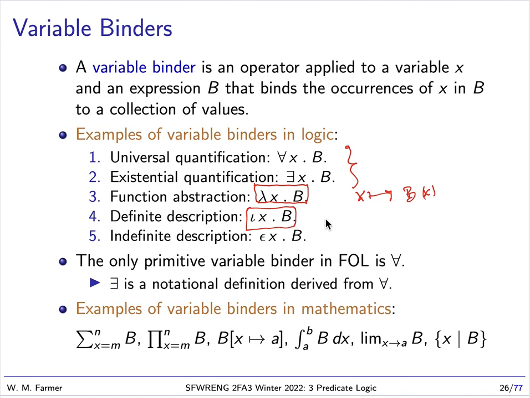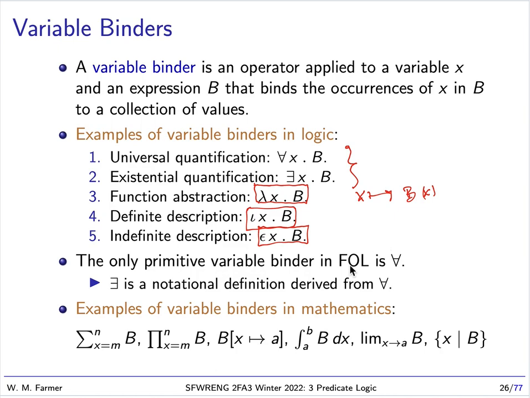Now, of course, there may not be a unique value. In that case, the expression is normally undefined. And finally, there's indefinite description. Let me point out that the symbol for definite description is iota. In indefinite description, it's epsilon. And this denotes some value x that satisfies B. So the value of this will be some value that satisfies B, and if there is no such value, it will be undefined.